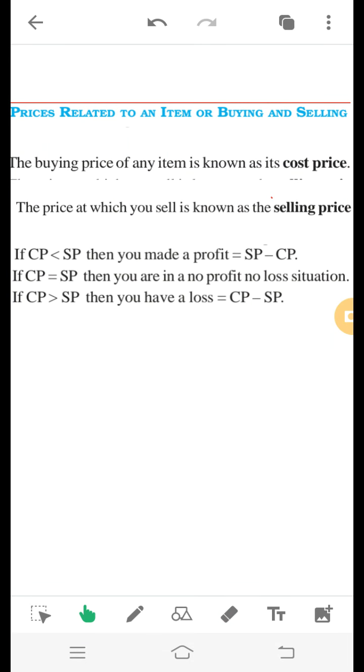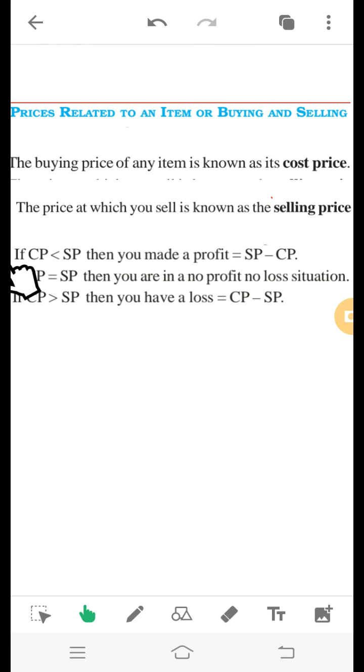Today our topic is prices related to an item on buying and selling. What is the cost price and what is the selling price? The buying price of any item is known as its cost price. The price at which you sell is known as the selling price. In short form, we can write cost price as CP and selling price as SP.